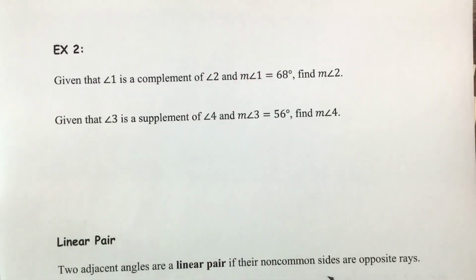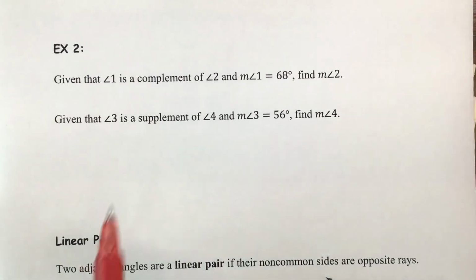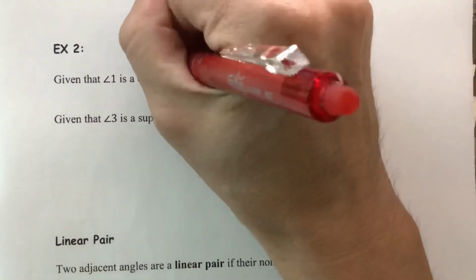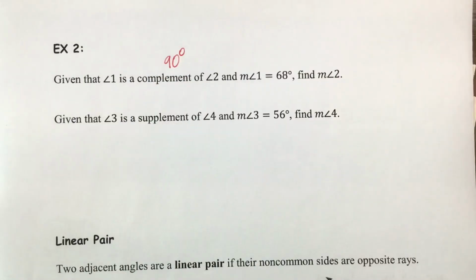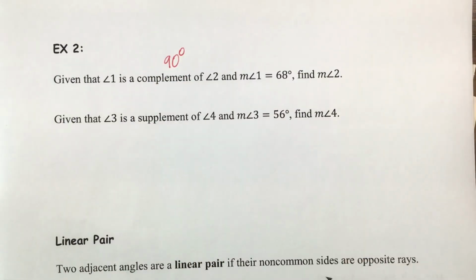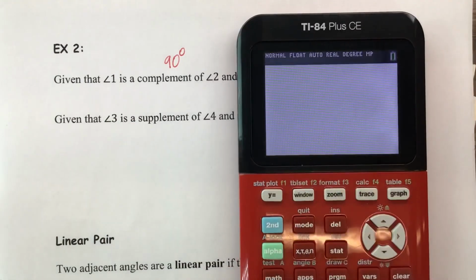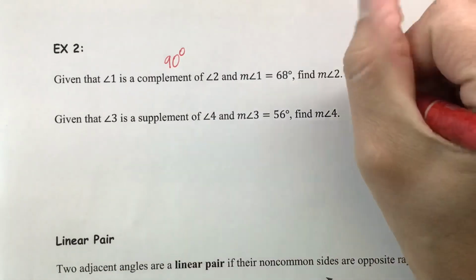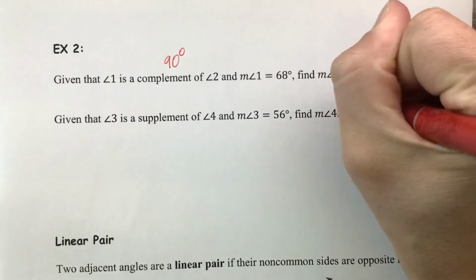Example 2, given that angle 1 is the complement to angle 2, and that the measure of angle 1 is 68 degrees, find the measure of angle 2. All right, so if these are complements, that means that they need to add up to 90 degrees. One of them is 68, so all we should have to do is subtract 68 from 90. So let's take a look at that. 90 minus 68 is going to give us 22 degrees. So the answer is 22 degrees.